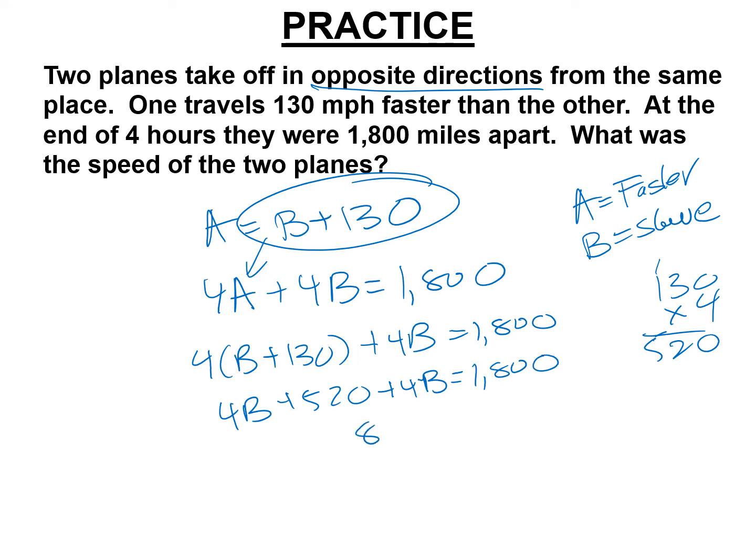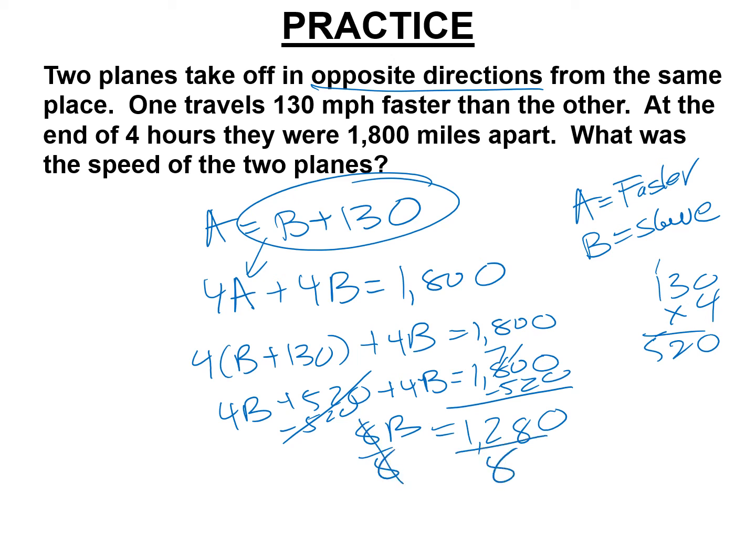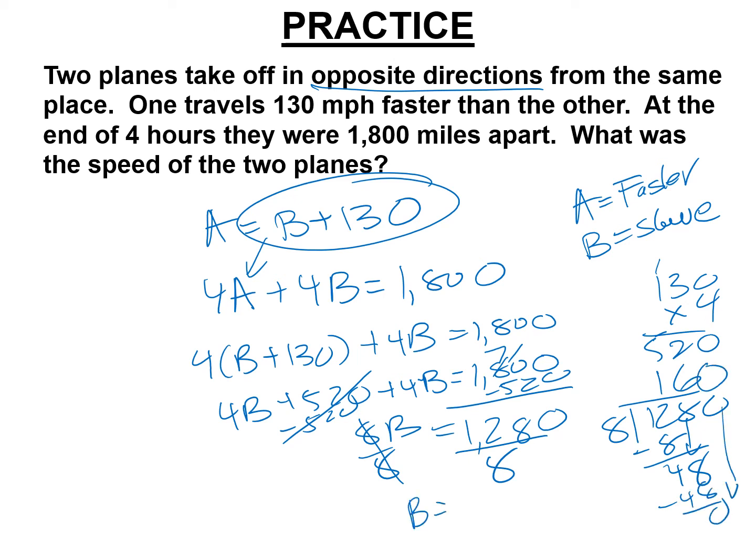All right, so we get 8b. We're going to subtract 520 from both sides, and we're going to get 0. We're going to borrow and get 8. We're going to get 1,280. We're going to divide both sides by 8. All right, 1,280 divided by 8 goes once into 12. Bring down the 8. 8 into 48, but we have that extra 0. And so B equals 160.